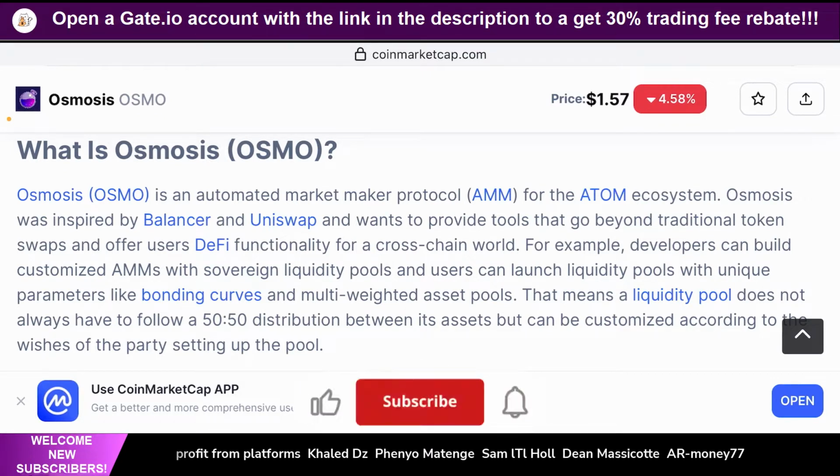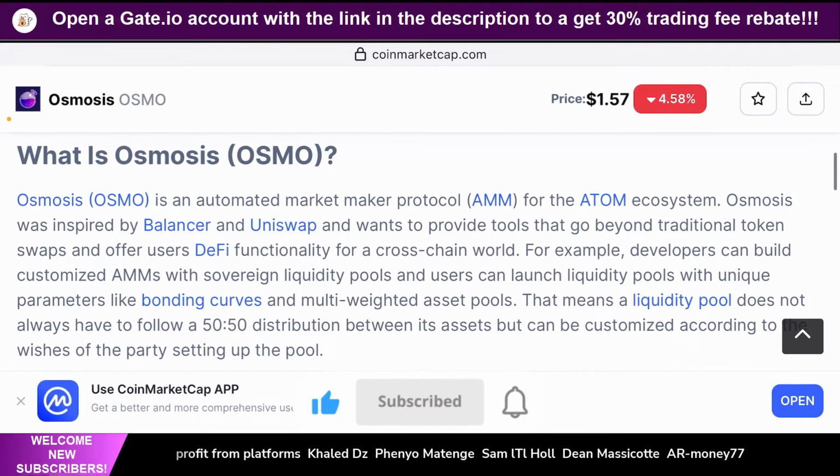So what is Osmosis? Osmosis is an automated market maker protocol, or AMM, for the Atom ecosystem. So again, Osmosis has been around for quite some time. It's a very less well-known project of the Atom ecosystem, and just like any blockchain project that has an AMM, Osmosis is one of the main automated market makers on the Atom ecosystem, right?